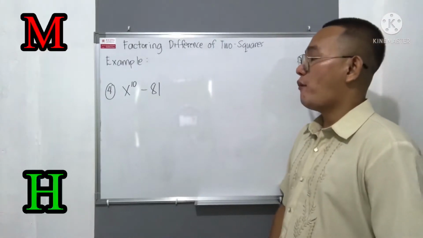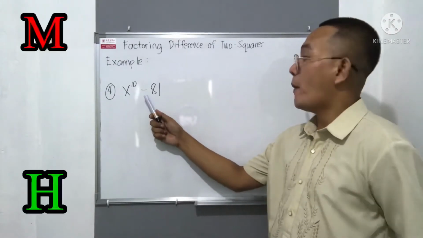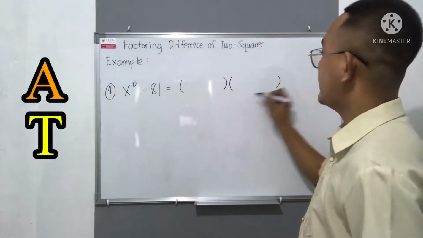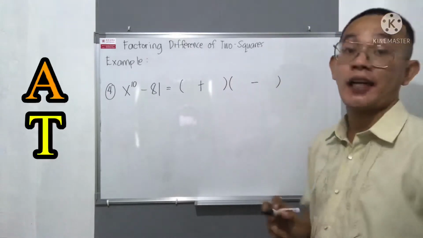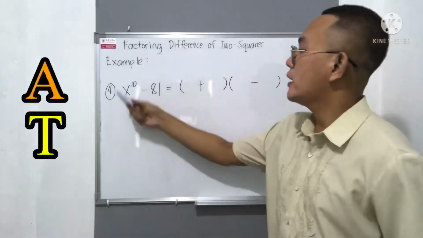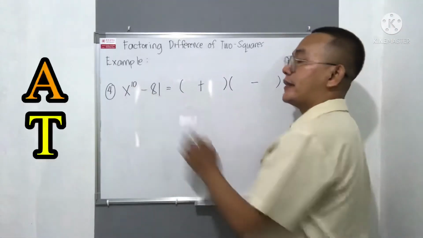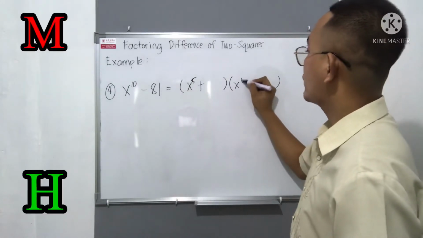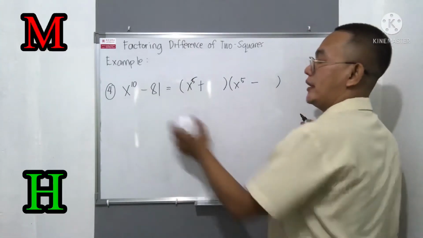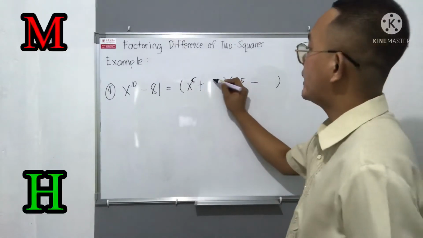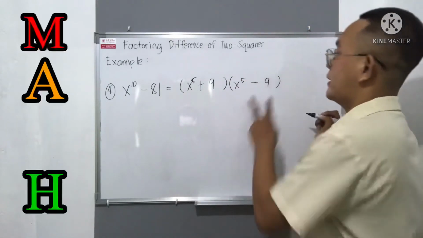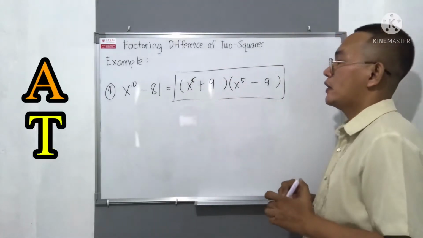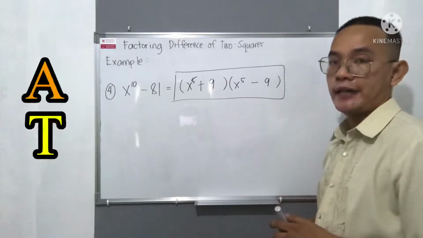For example number 4, we have x to the 10th power minus 81. Okay, so una natin gawin, gawa tayo ng dalawang parentheses na may isang positive sign at negative sign sa kanilang mga factor. Okay, getting the root of x to the 10th. Exponent natin is 10 divide 2, so meaning x to the 5th na siya. So, ang root niya is x to the 5th times x to the 5th equals x to the 10th. Then, the root of 81 or square root of 81 is 9. So, isang positive 9, isang negative 9. So, ang final answer natin is x to the 5th plus 9 times x to the 5th minus 9.